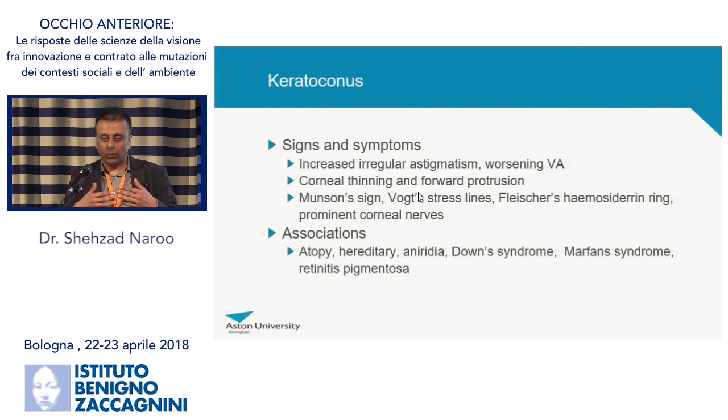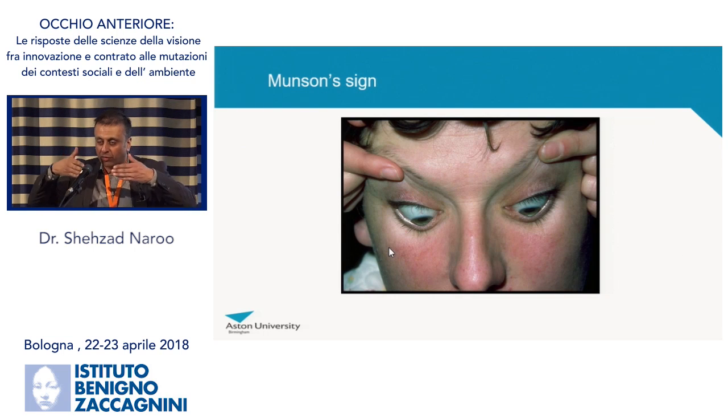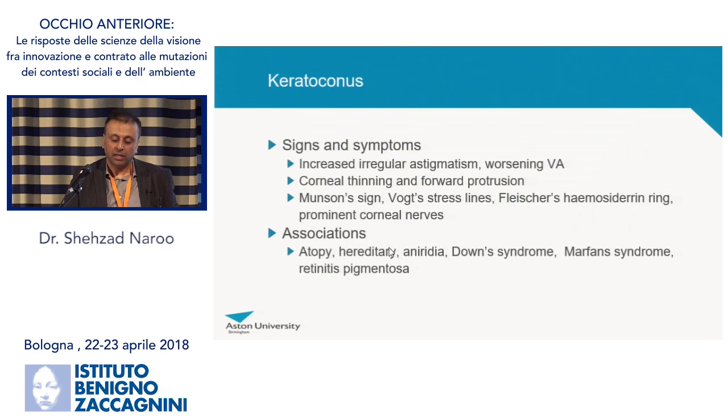From a clinical point of view, we also see corneal thinning. We also see the cornea bulging forward, it's pushing forward, and you can see this on your keratometer and especially on a corneal topography machine. You also can see Munson sign, which is this pointing of the eyelids when the patient looks down. You can also see these Vogt's stress lines.